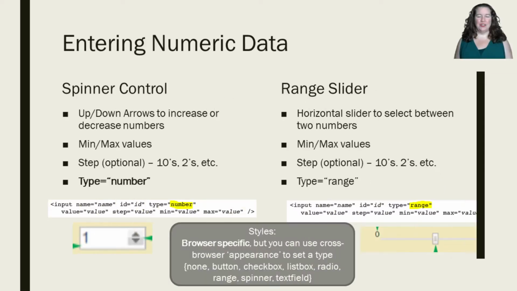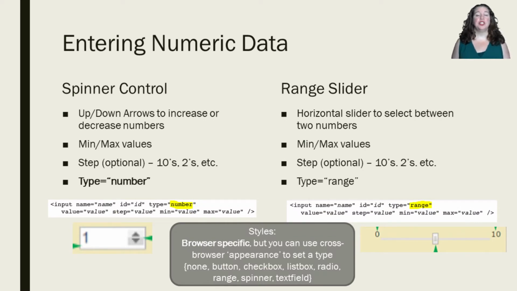Let's get started. The first thing we're going to talk about is numeric data, and there are two different ways that we can do numeric data with our widgets. The first is what we call a spinner control, and this adds up and down arrows to the side of your number to allow you to increase and decrease that number, so you're spinning the number. We can enter the min and max values, and we can also enter a step. How much do you want it to move every time that you push a button? So we can have a step of like 2 or 10 or something like that so that it jumps by that many. For those, we use the type of a number. So if we use a number type, it's going to create this spinner control.